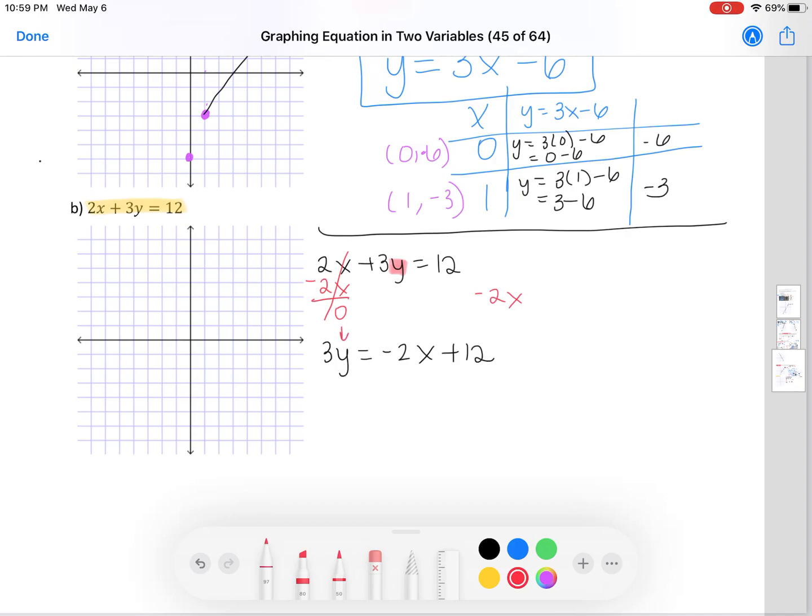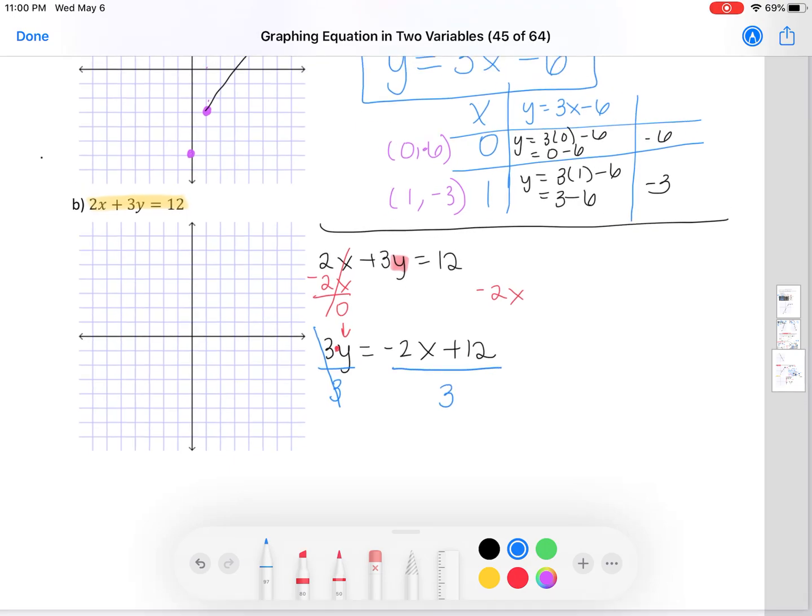Okay, we want to get y by itself. We see that's being multiplied by 3. Well, if we so happen to divide by 3, 3 divided by 3 gives me 1. So that will make it so that my y is by myself. Now let's remember what we do to one side of the equation, we have to do to the other. Let's rewrite this. We have 3y is equal to negative 2x plus 12 over 3.